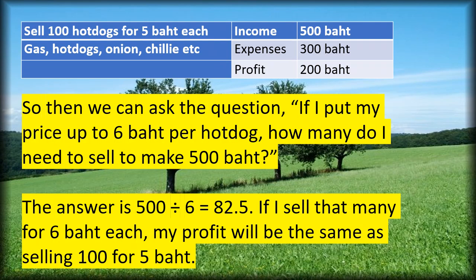So then we can ask the question, if I put my price up to 6 baht per hot dog, how many do I need to sell to make 500 baht? And the answer is 500 divided by 6, which is 83 or so. So if I sell that many for 6 baht each, my profit will be the same as selling 100 for 5 baht.